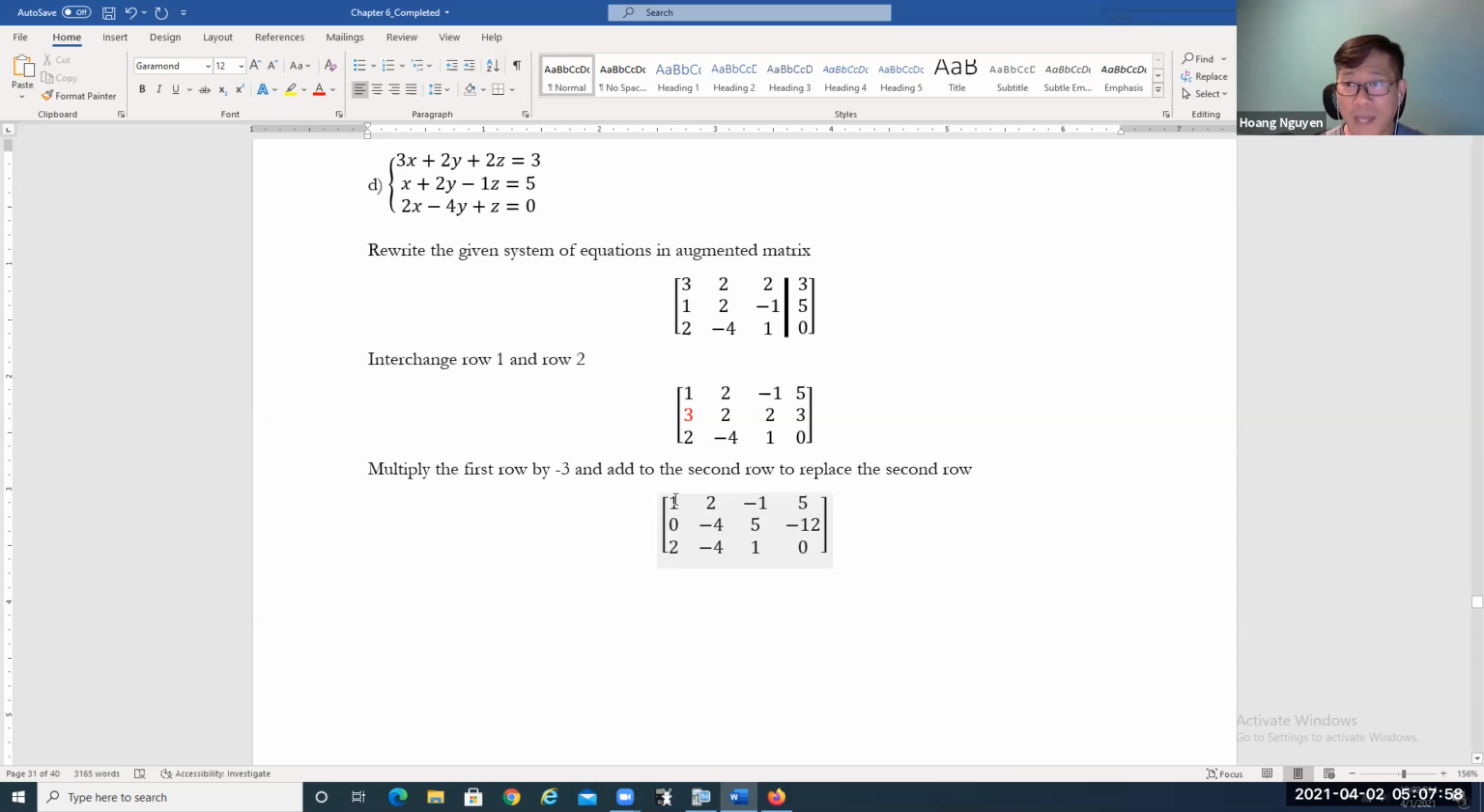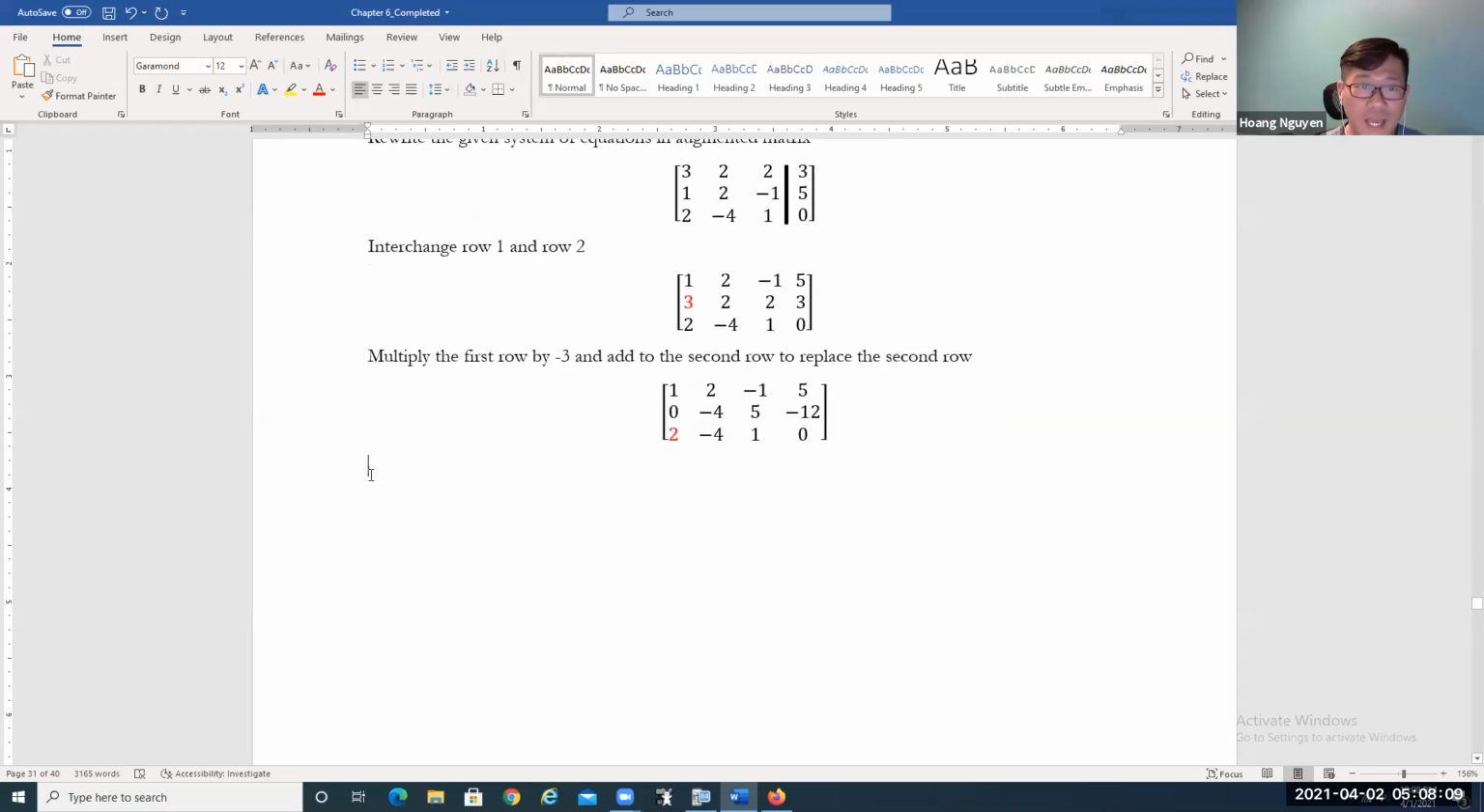Now we have the main diagonal. The first element on the main diagonal is equal to 1, and the elements below that are going to be 0. Now we have one more place over here. I'm going to make that element equal 0. It looks similar to the previous step. I'm going to multiply the first row by -2 and add it to the third row to replace the third row.